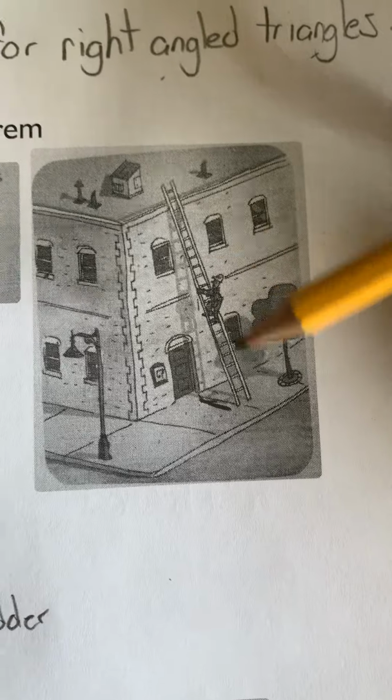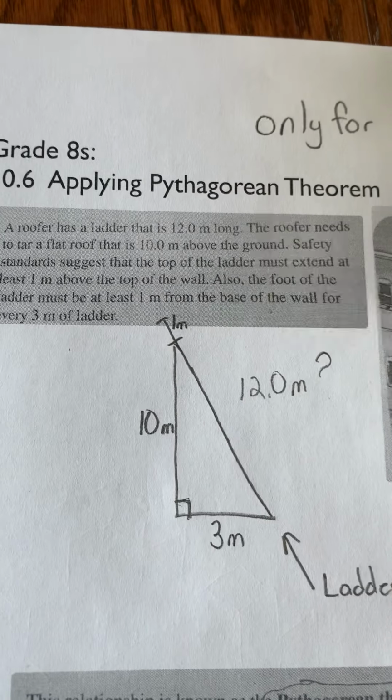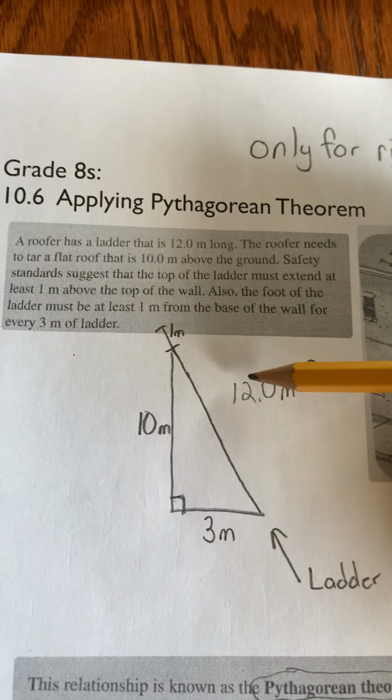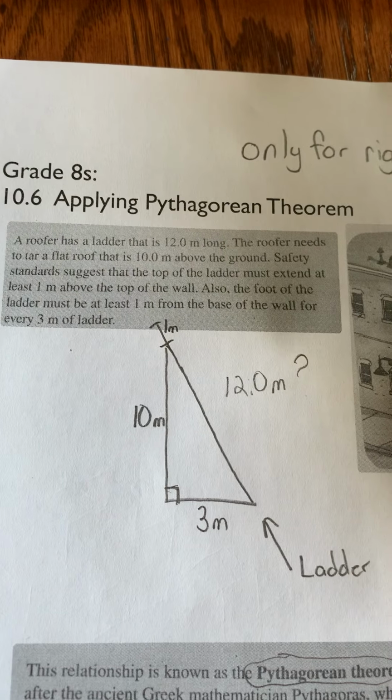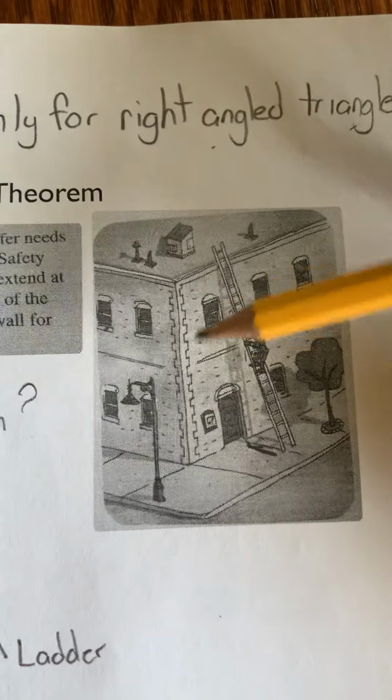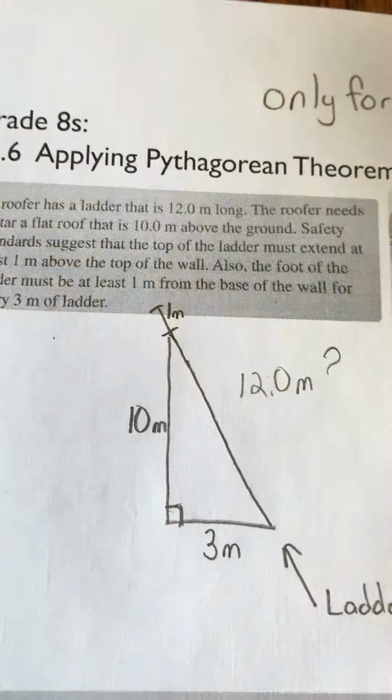In this problem, they're giving you an example where someone needs to know if they meet the legal height requirements for a ladder. If you look over here, it'll say that the roofer has a ladder that is 12 meters long, which we have put on here. Is this ladder of 12 meters long enough? The roofer needs to tar a roof that is 10 meters above the ground. So this line going up is 10 meters.